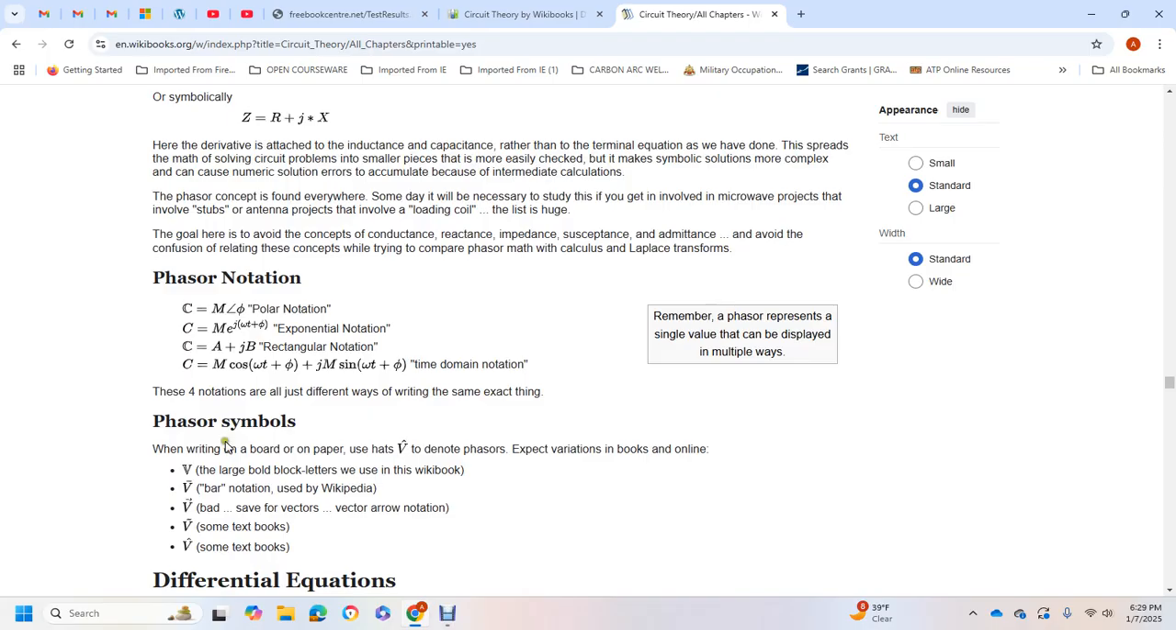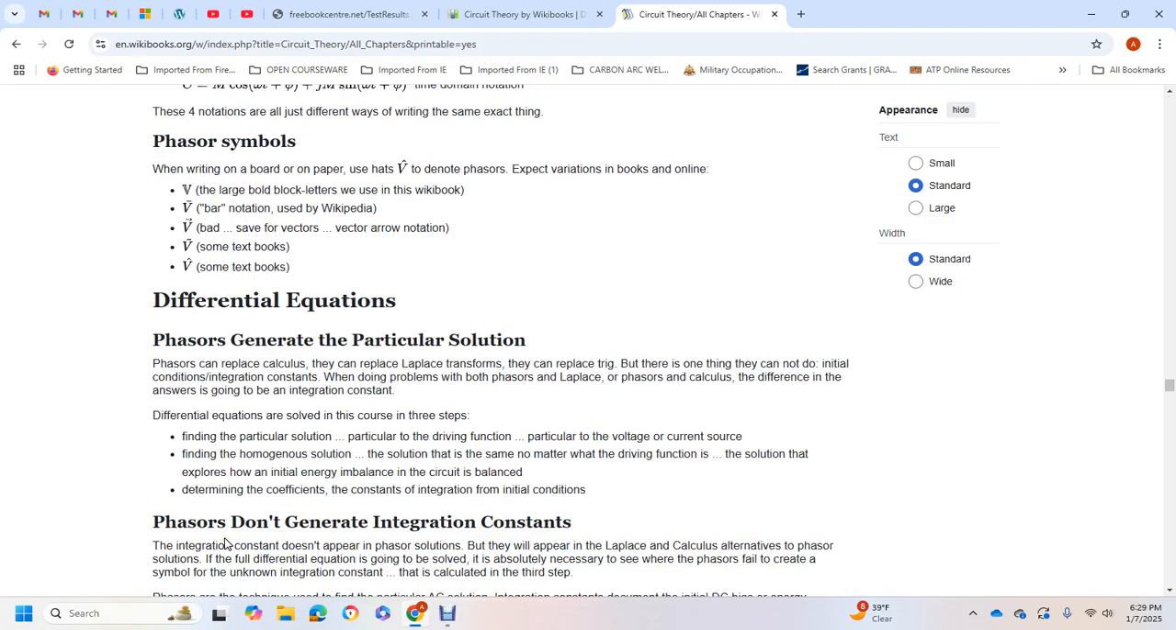Phasor symbols: writing on a board or on paper, Z with an arrow on top of it denotes the phasor. Some textbooks use large block letters, the Wikibooks uses a bar notation, and Wikipedia uses vectors with arrow notation. Some of the textbooks use different equations. A phasor generates a particular solution.